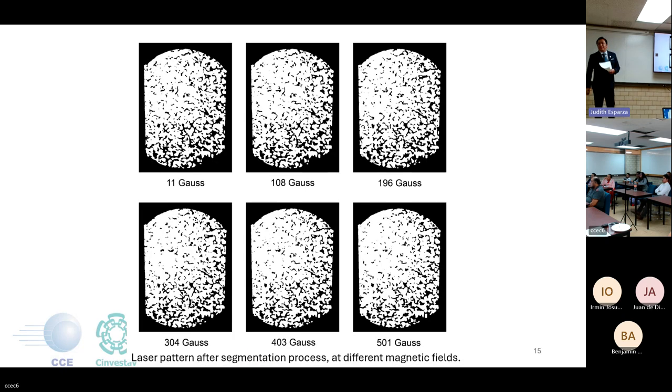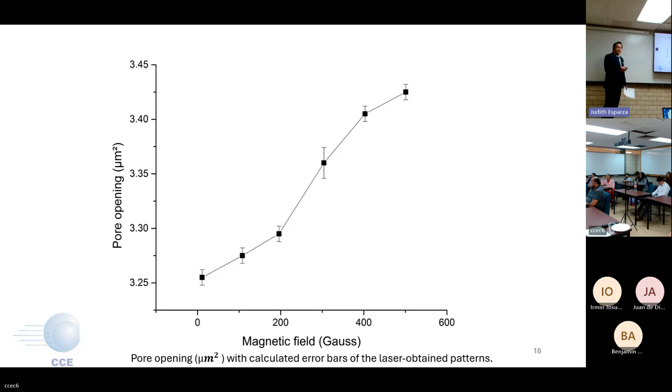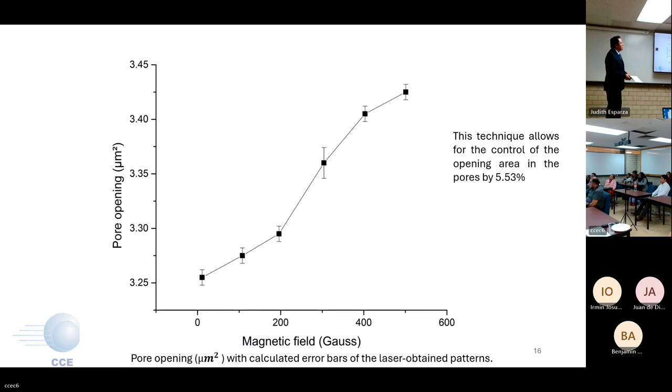The segmentation process gives us pixel units, but we need area. We changed these pixel units to square micrometers. And we can see clearly that if we increase the magnetic field in Gauss, we get more pore opening in square micrometers. Well, this technique allows control of this opening area by about 5.53%.